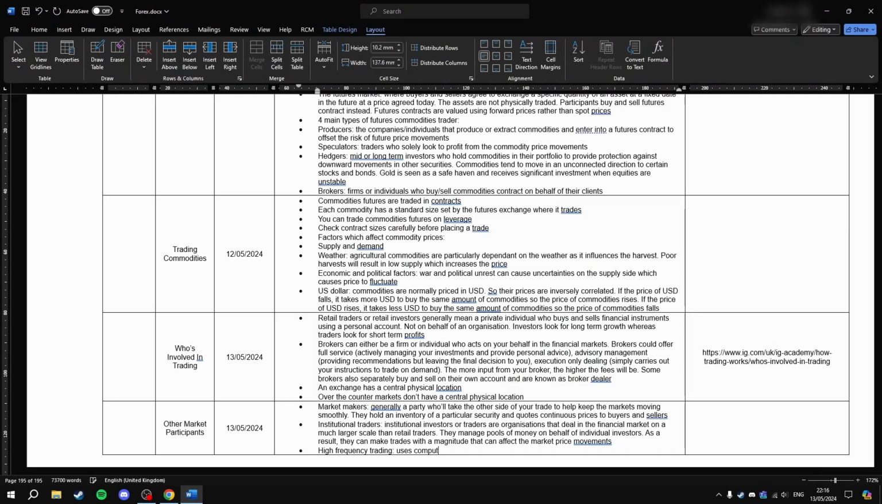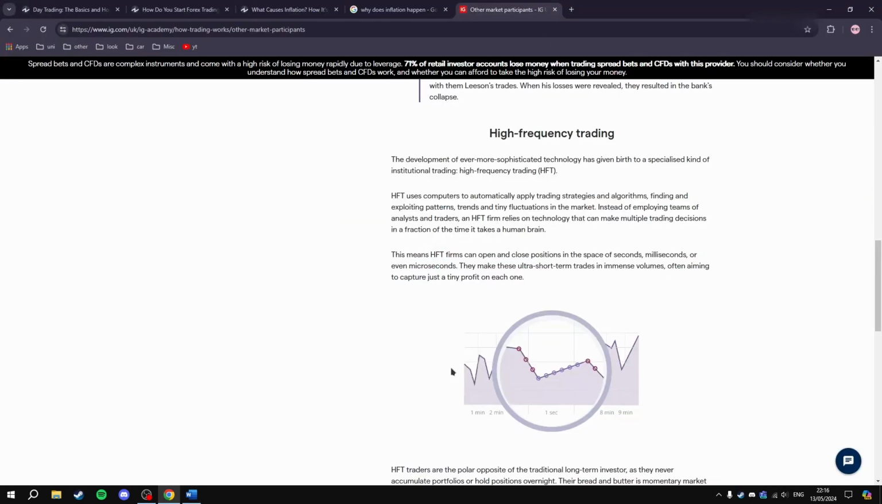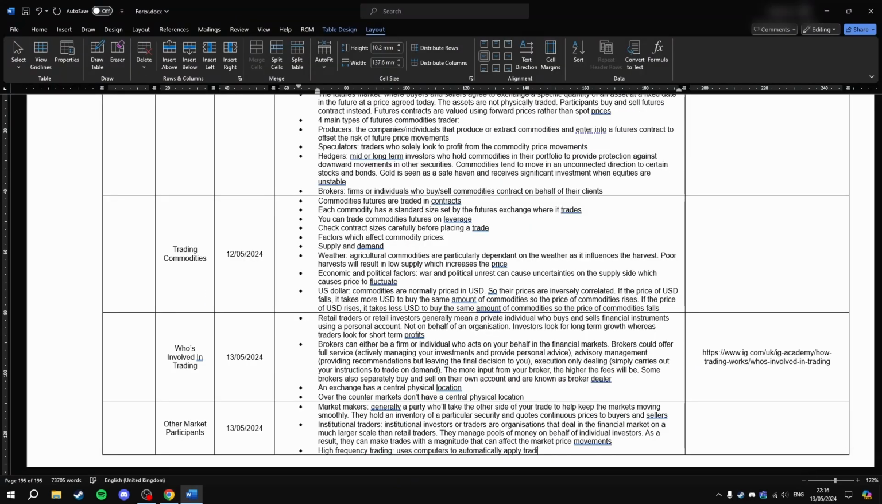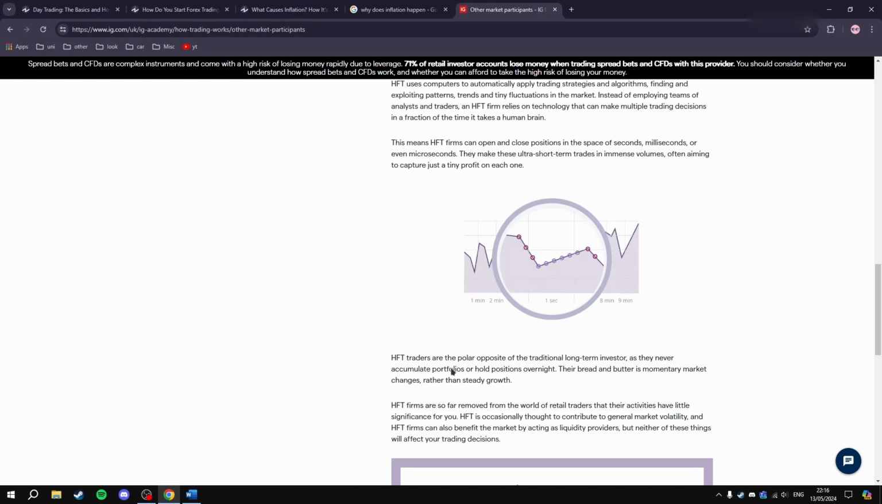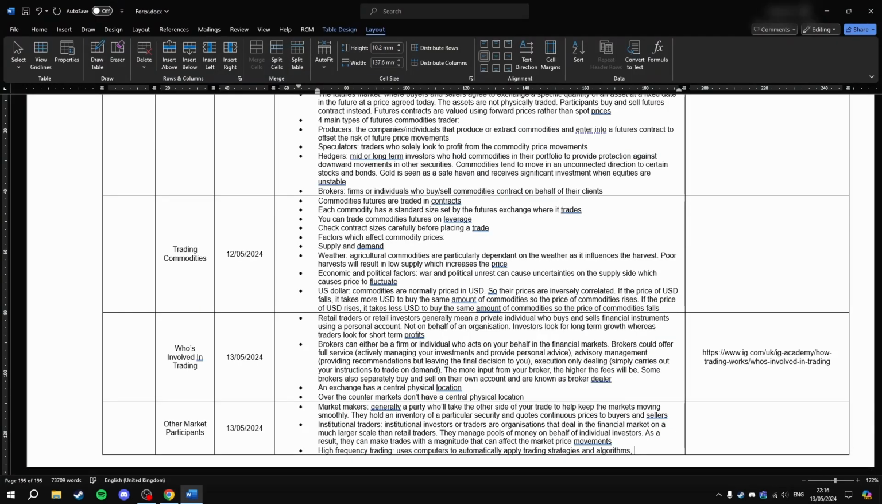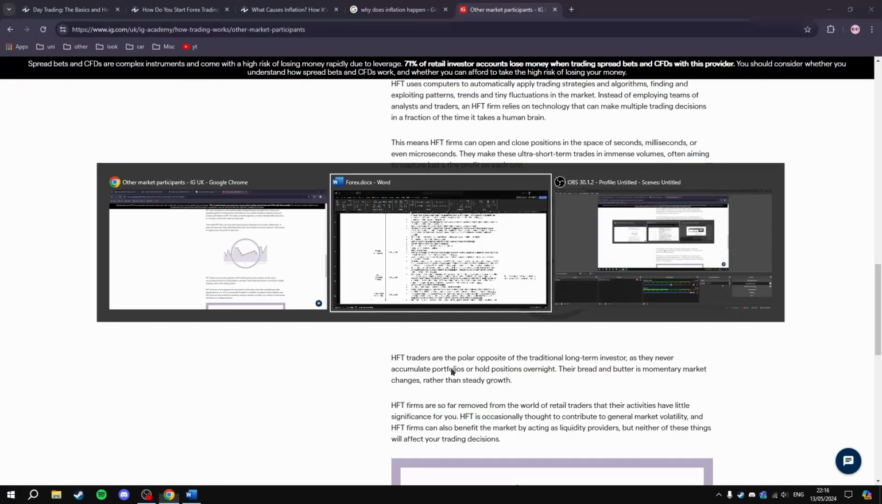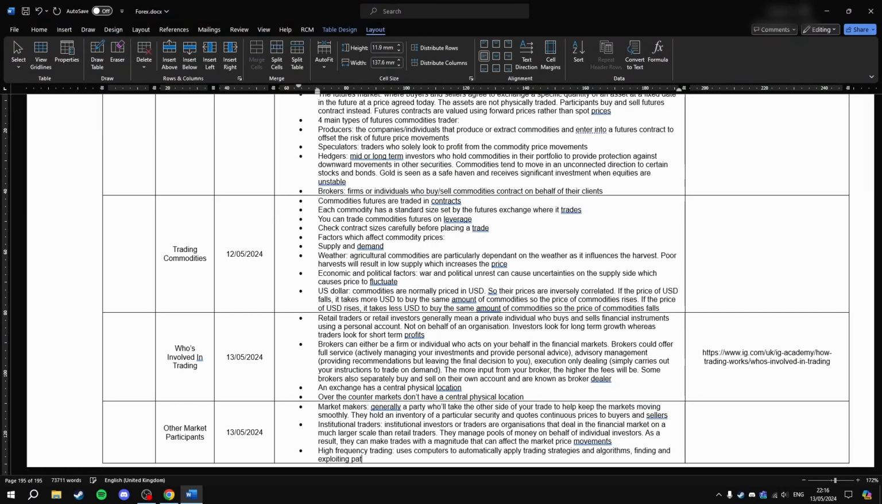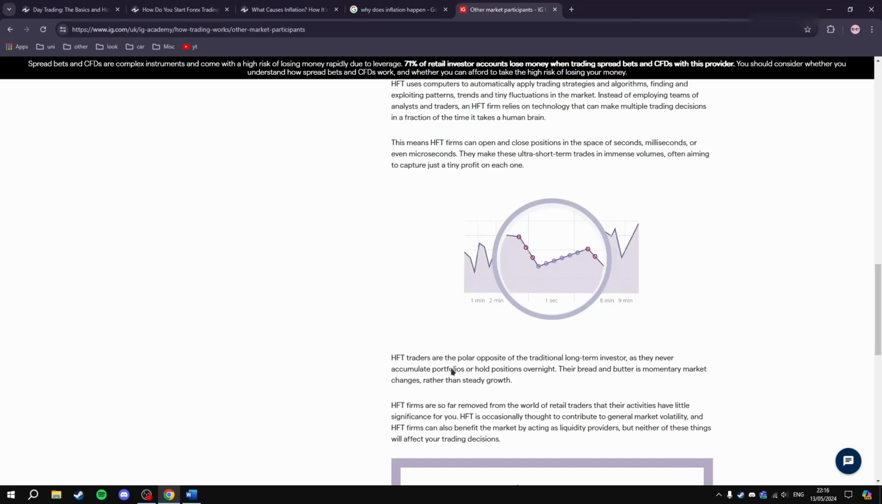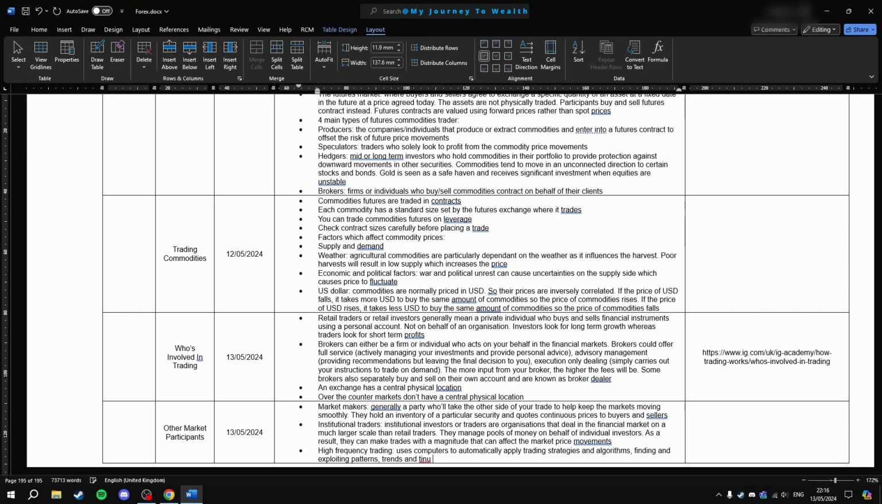So, it uses computers to automatically apply trading strategies and algorithms, finding and exploiting patterns, trends and tiny fluctuations in the market.